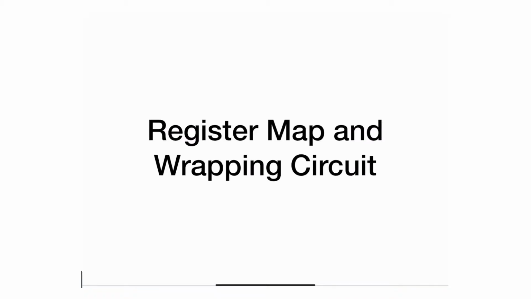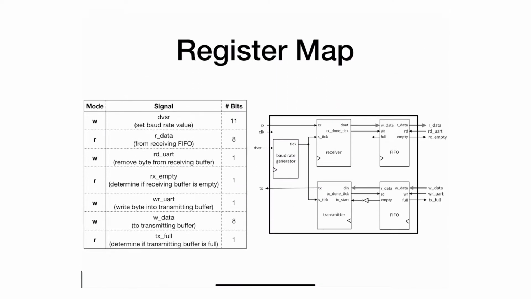After building the logic for the transmitter and receiver and the whole UART core, now we're ready to plug it into one of the I/O slots in our prototyping system. So what we need to do is come up with a register map and a wrapping circuit so that it complies with the MMIO controls that we've seen before. Let's take a look very briefly at what we need for the register map.